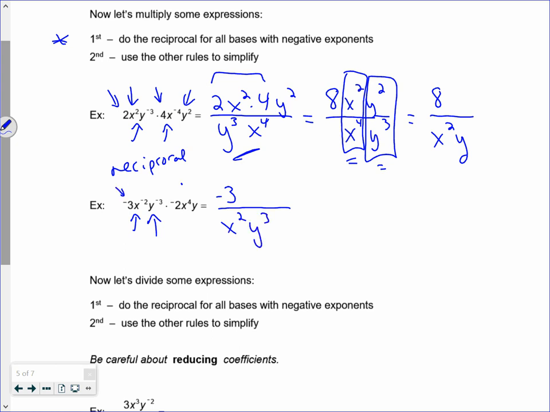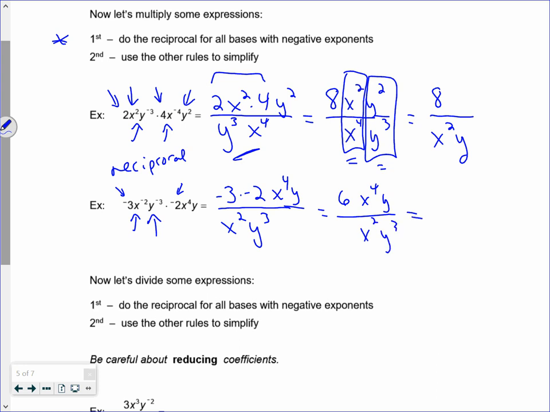-2 is not an exponent. It is a coefficient. Just leave it alone. And the x to the 4th and the y also do not have negative exponents, so leave them in the numerator. I like to clean it up a little bit. -3 times -2 is 6. And I like to put my variables in alphabetical order and line them up.